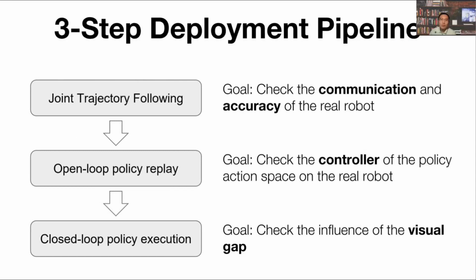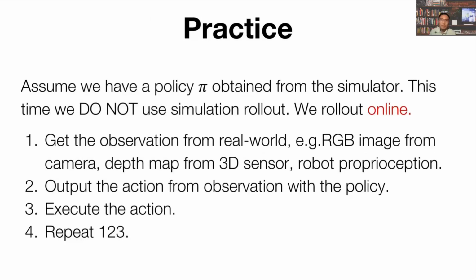If you finish the first step successfully, the last step is closed-loop policy execution. The goal of this step is to check the influence of the visual gap. Still, assume we have a policy pi obtained from the simulator. This time, we do not roll it in the simulator. Instead, we roll it online on the real robot.